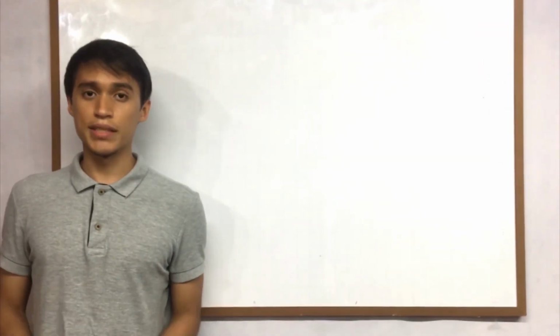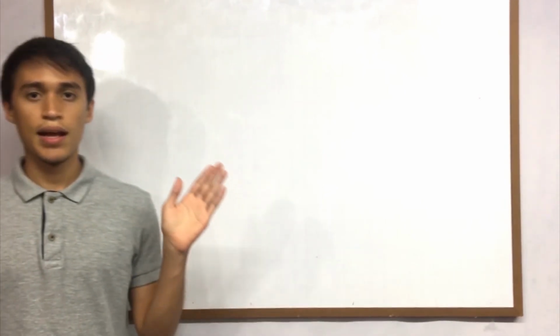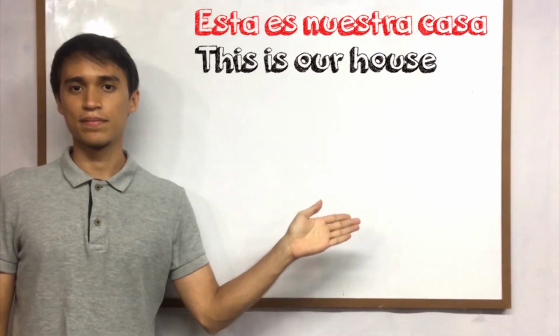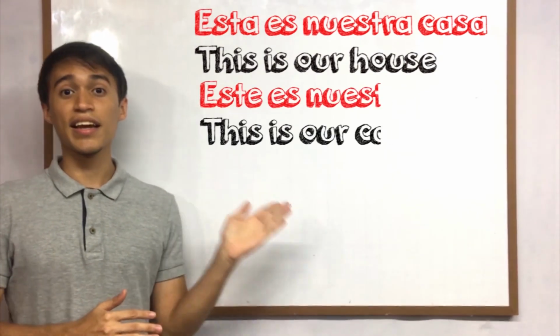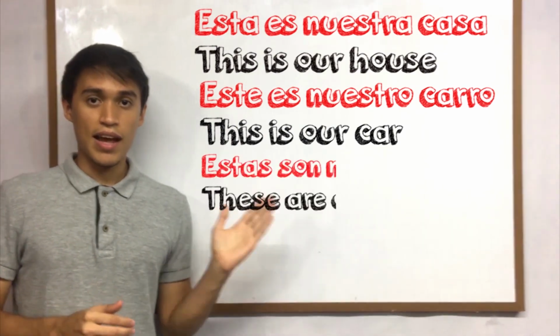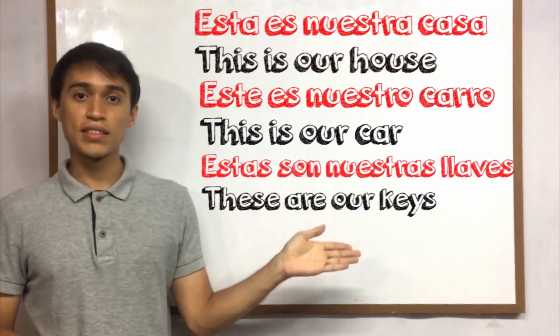Now let's see some examples. Esta es nuestra casa. Este es nuestro carro. Estas son nuestras llaves.